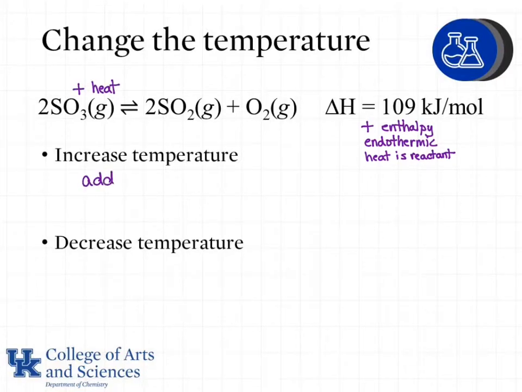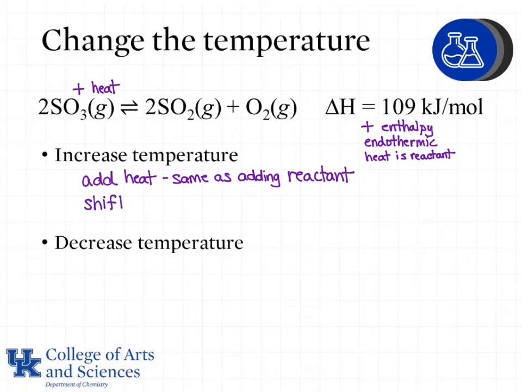If we increase the temperature, we are adding heat. This is the same thing as adding any other reactant because we've already determined that heat is a reactant. As a result, the reaction will shift to the right, and this will lead to a decrease in the amount of heat because some of that heat will be consumed in order for the reaction to shift to the right.